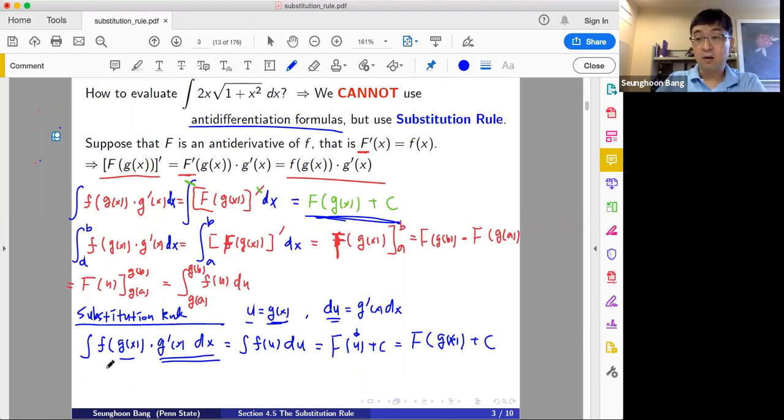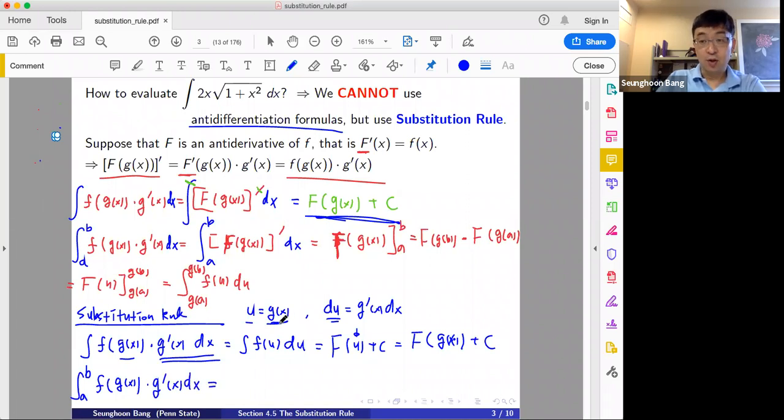What is the definite integral version? The integral from a to b of f of g of x times g prime of x dx is given.